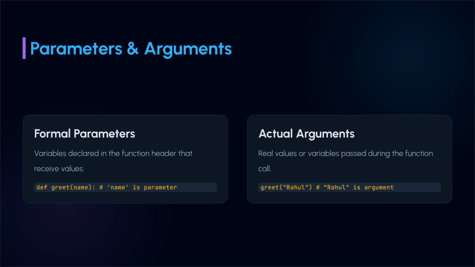It is important to distinguish between parameters and arguments. Formal parameters are the variables declared in the function header, while actual arguments are the real values or variables passed when the function is called.